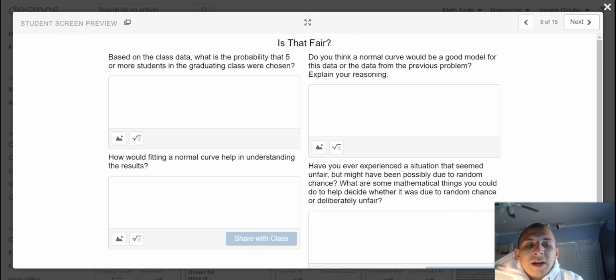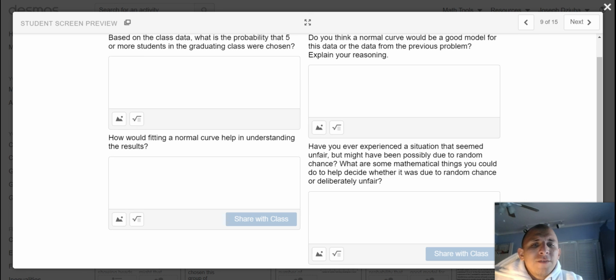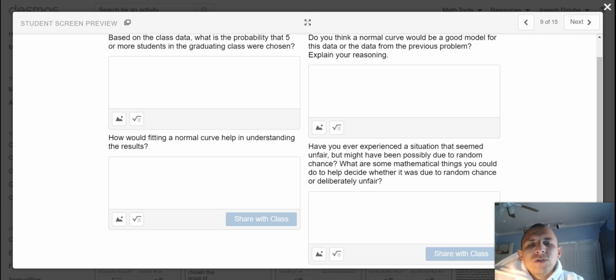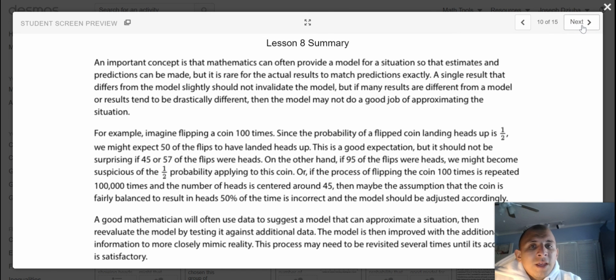And then in this final slide, I'd like for you to share with your peers your initial thoughts about how we can fit a normal curve to this idea of fairness. And then if you've ever experienced a situation that seemed unfair, but might possibly have been due to random chance, what are other mathematical things you could do to help decide whether it was due to random chance or deliberately unfair?